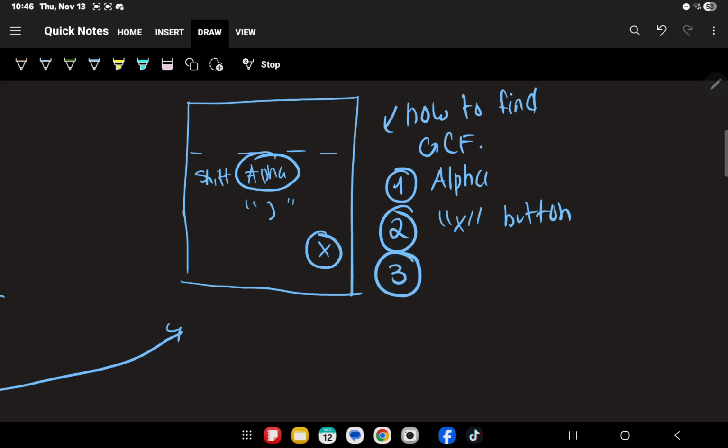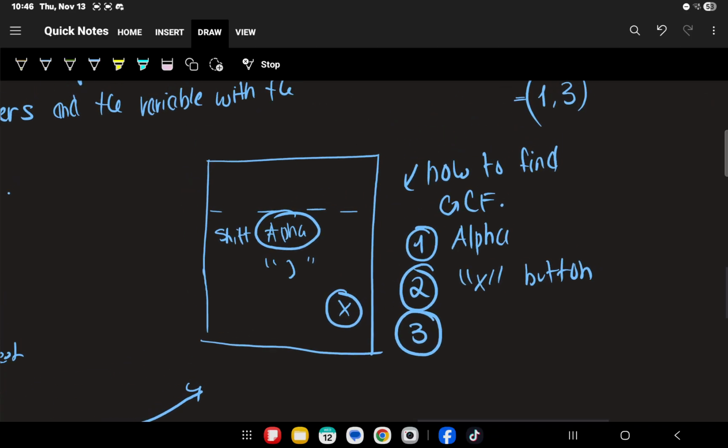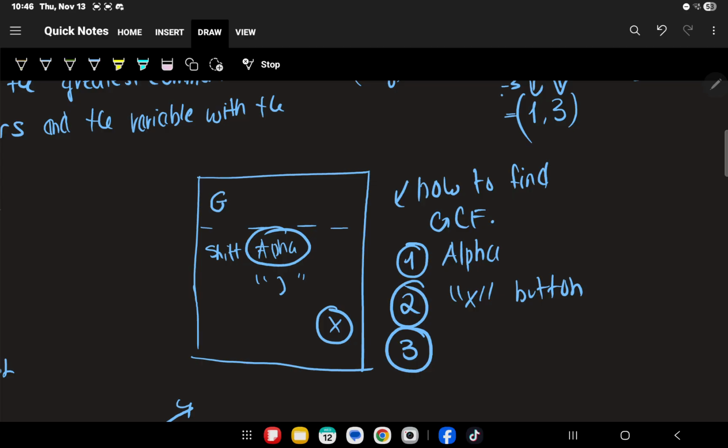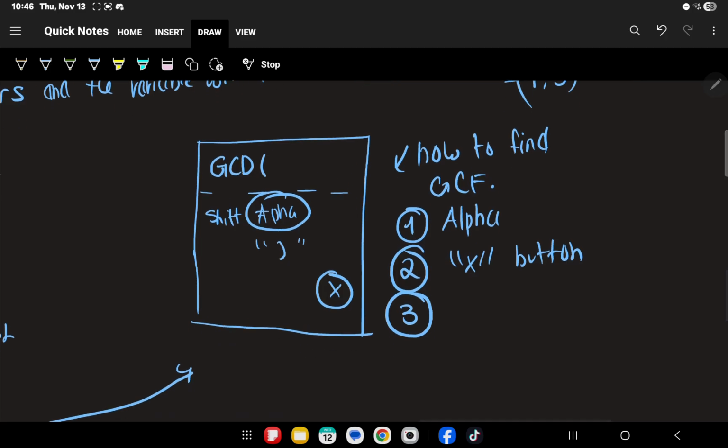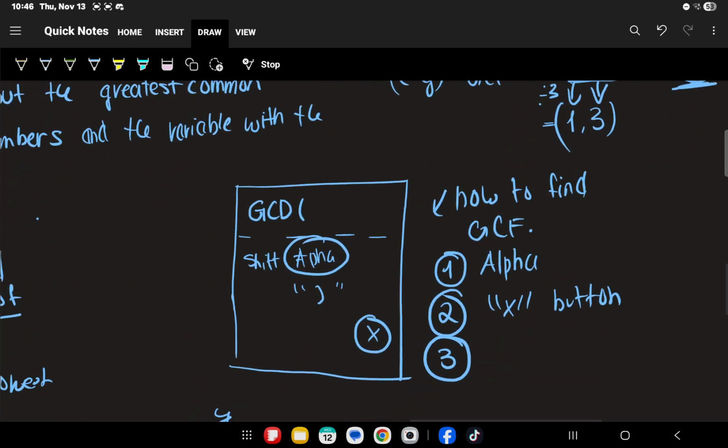And then after you click the multiplication button, it's going to give you this. The screen on your calculator is going to show GCD with a bracket open like that. Now, you're going to enter your first number. So here we have 63. We're just going to enter 63 there. And then to get the comma, you click shift.